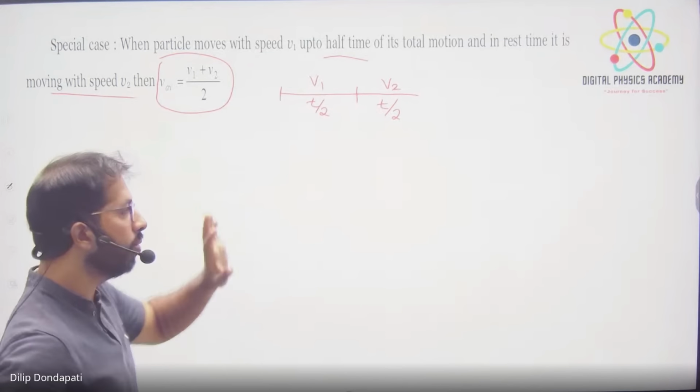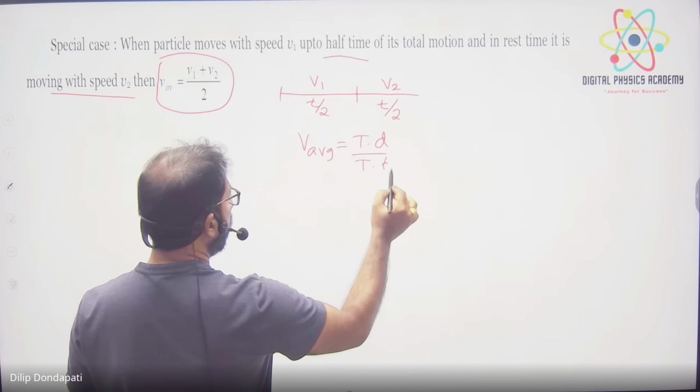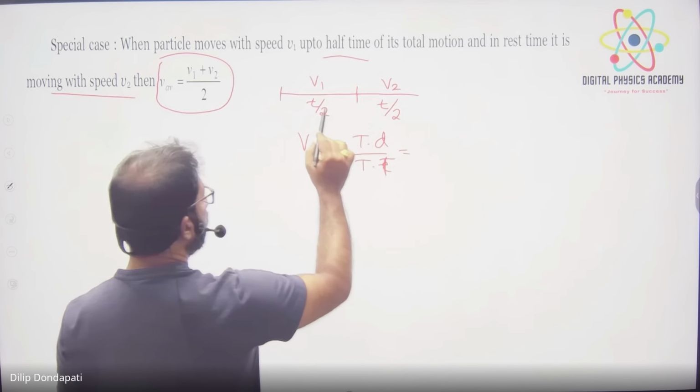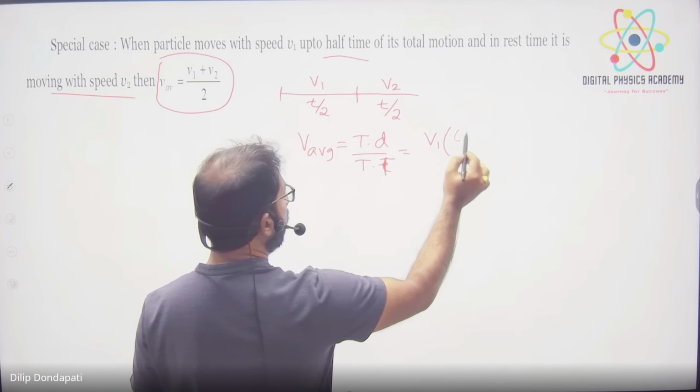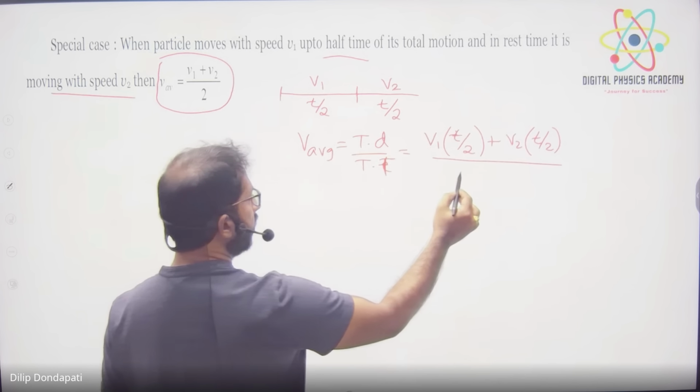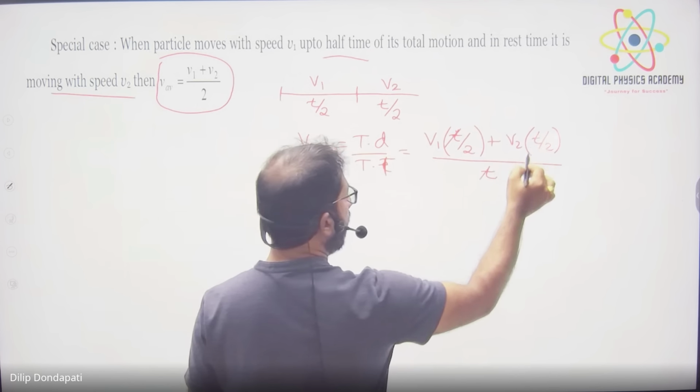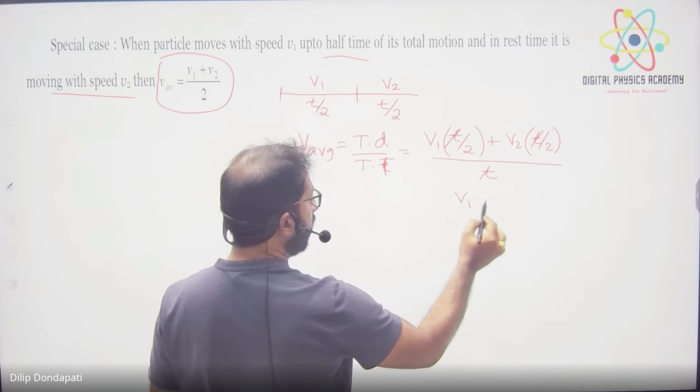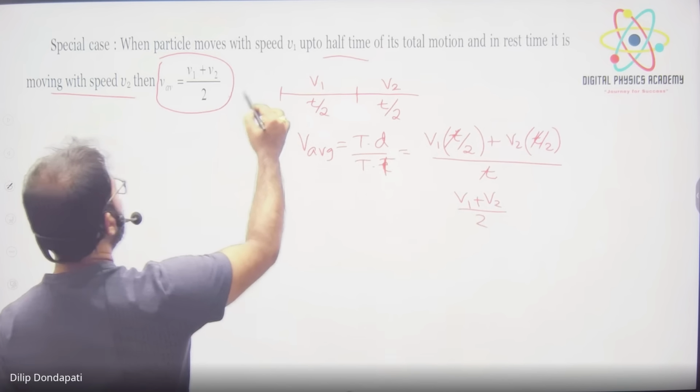The formula is the same. What is the formula, tell me? Average speed is total distance by total time. Now can you tell me the total distance? Speed and time are given. So v1 into t by 2 is the distance, plus v2 into t by 2, divided by total time taken, which is t. So t cancels. What will be left? v1 plus v2 by 2. This is the average speed.